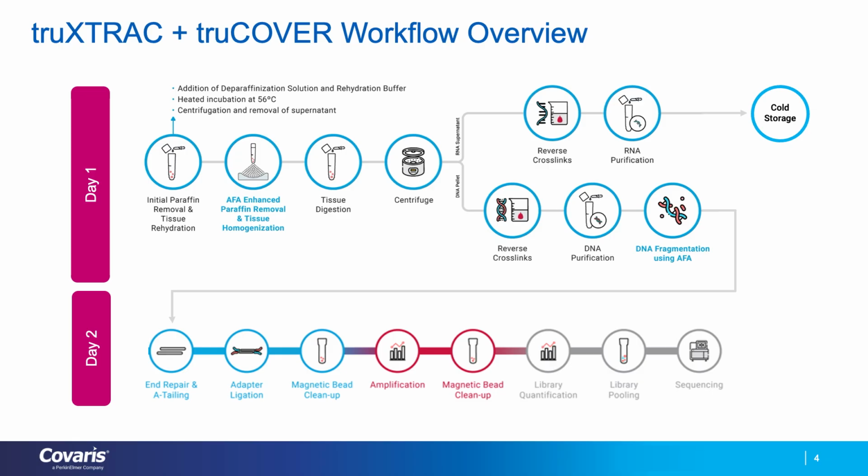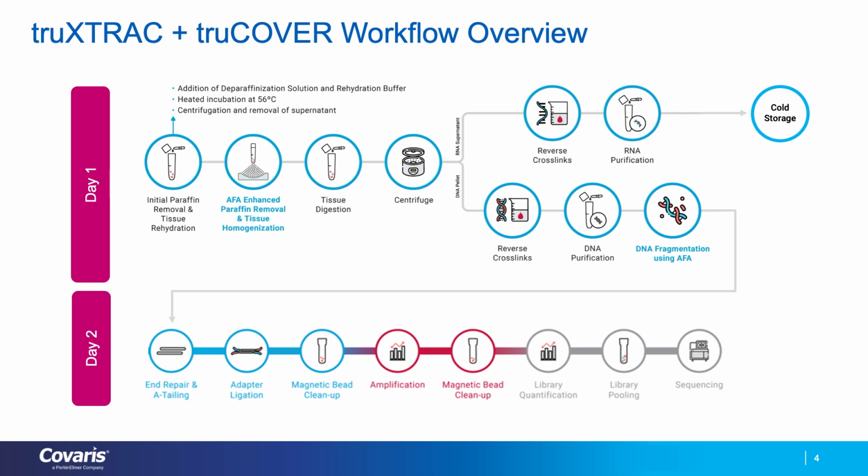Day 2 will be our TrueCover whole genome sequencing library prep. First, we perform DNA fragmentation using Covaris' Adaptive Focused Acoustic Technology, or AFA. The workflow then moves through end repair and A-tailing, adapter ligation, and magnetic bead cleanup steps that are highly optimized for maximum recovery of DNA. We finish with amplification, another bead cleanup, library quantification, pooling, and then you're ready for sequencing.